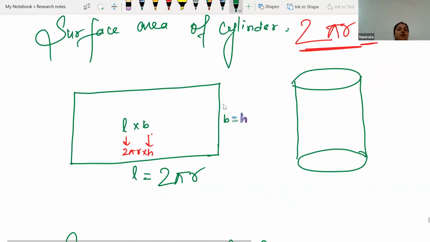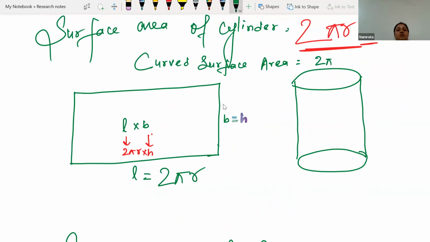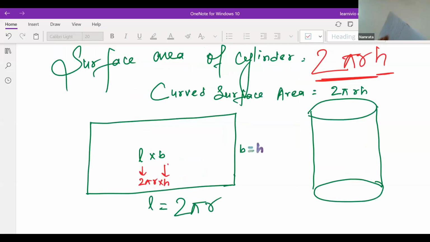So here the surface area of the cylinder formula is 2 pi RH. This is the curved surface area formula. Curved surface area of the cylinder's formula is 2 pi RH. What's the meaning of curved surface area? As the name says, if I am making a cylinder like this, the curve part, can you see this is the curve part?